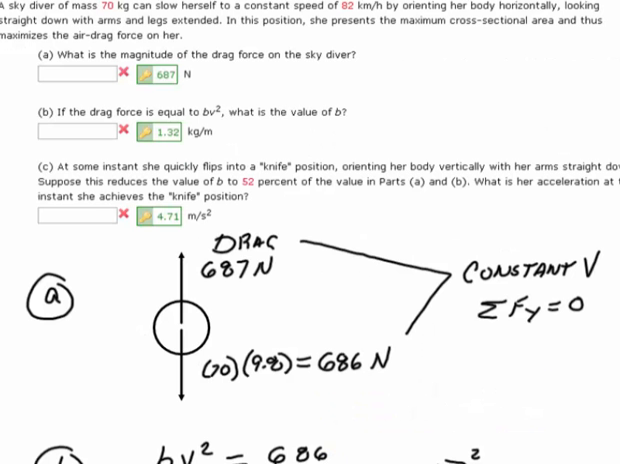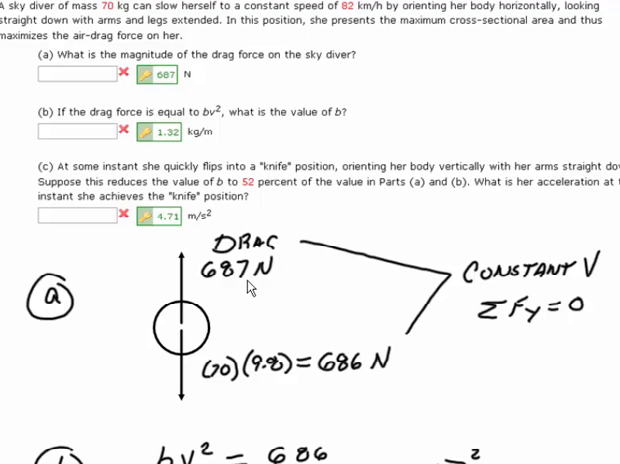And the third problem I'm going to do, this problem is pretty easy. You have a skydiver with a mass of 70 kilograms at constant speed. Again, the magnitude of the drag force must equal 70 times 9.8, because the summation of forces in the y direction must equal 0. So I put here constant velocity, summation of forces y equals 0.